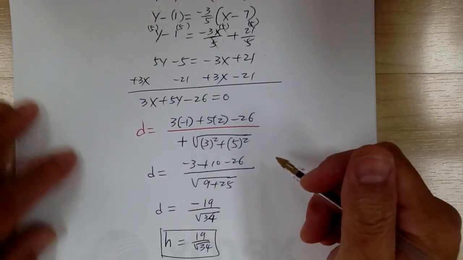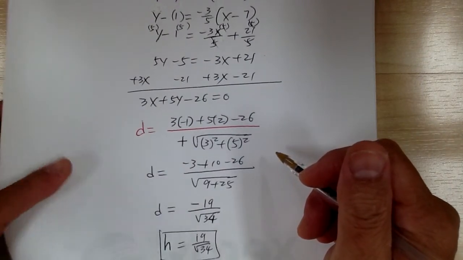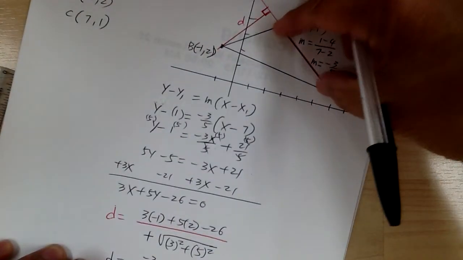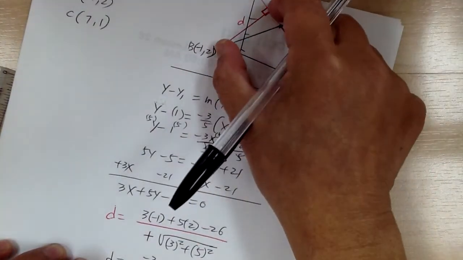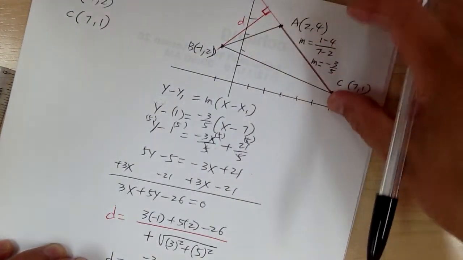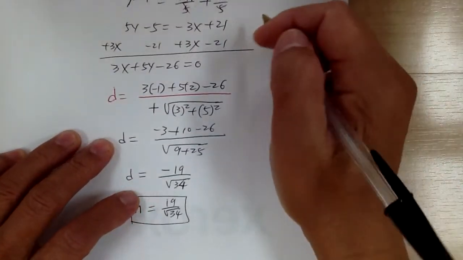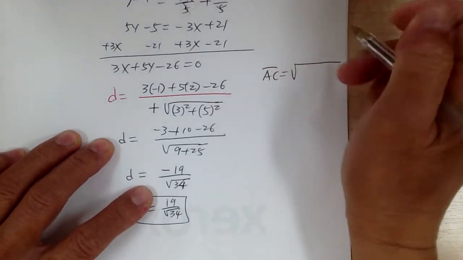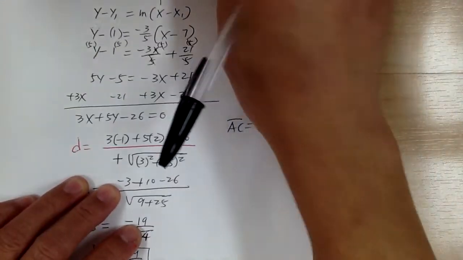So next you have to figure out the area of the triangle. Here's your triangle. You have the height, so all you have to do is find the base. So look for AC. The length of AC would be equal to the square root of, and use the 2 points.